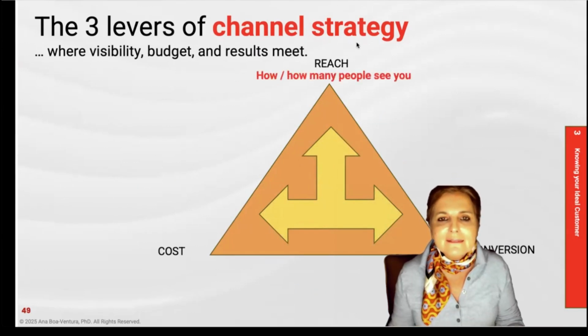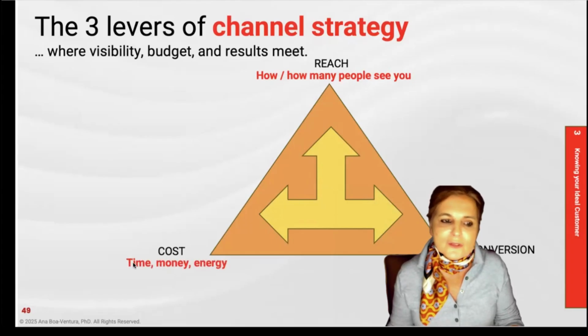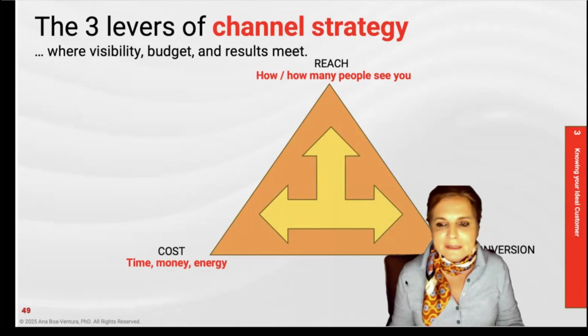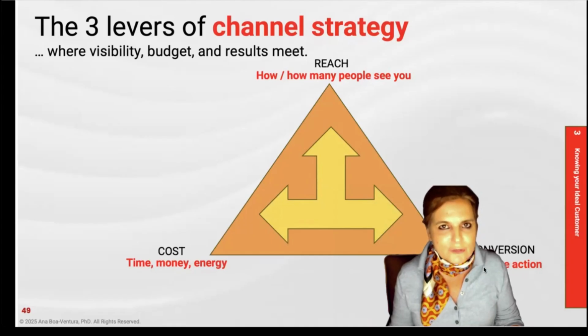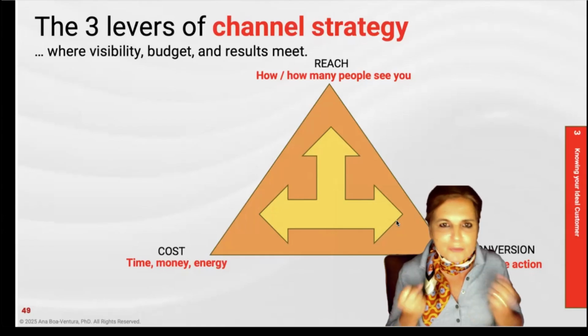And why? Well, first let me say that the reach is how many people see you. The cost is, as I was saying, time, money, energy, and staff. I mean, staff is basically money because you're paying them, right? And conversion is how many take action, right? If they actually take action and acquire the services or the products you're offering, they're converting, right? And usually there's a tension between reach, cost, and conversion. It's important to understand why and how.